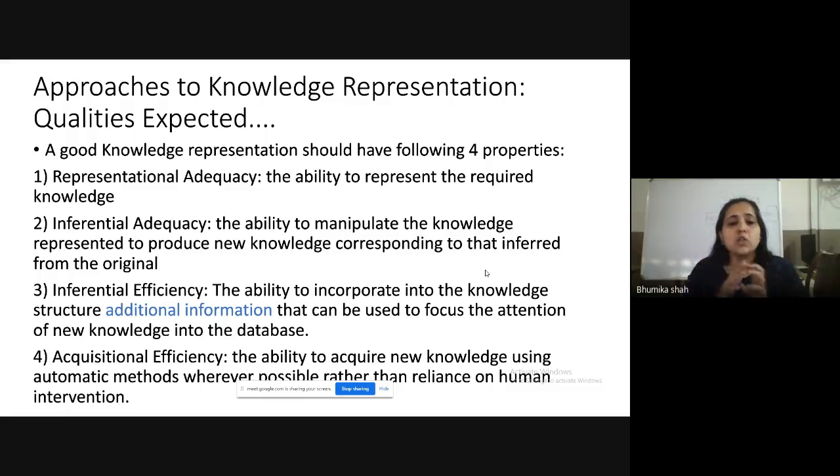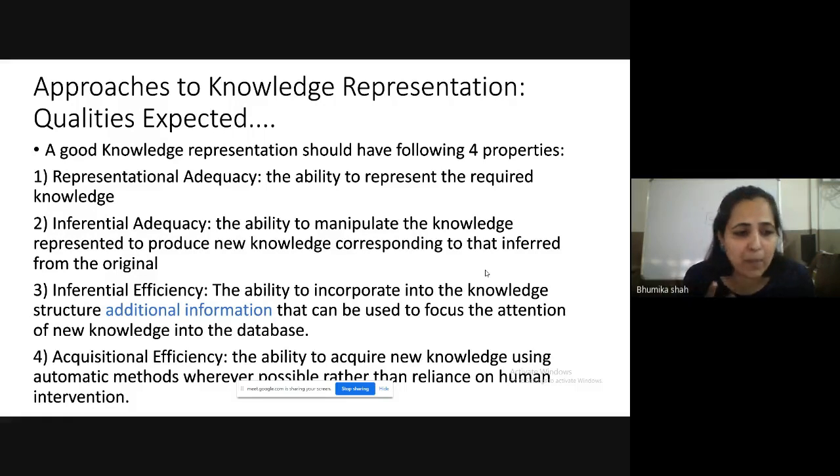Your representation should be strong enough to represent all possible knowledge in the domain. Whatever kind of knowledge your domain has, there can be versatility, there can be a vast possibility of having a wide amount of knowledge. Your representation should be strong enough to represent all this knowledge efficiently. So the ability to represent the required knowledge, that is called representational adequacy.